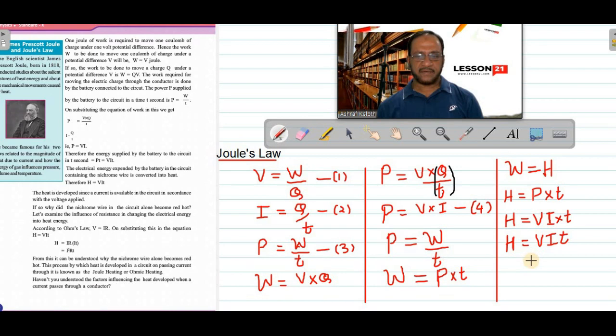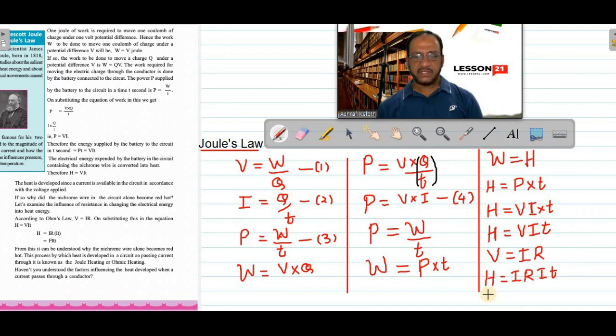Now according to Ohm's law, we have the equation V is equal to I into R. If I substitute this I into R here instead of V, I can write heat energy produced inside the conductor H is equal to, instead of V I am putting I into R, I into R into I into T, that means H is equal to I square RT.